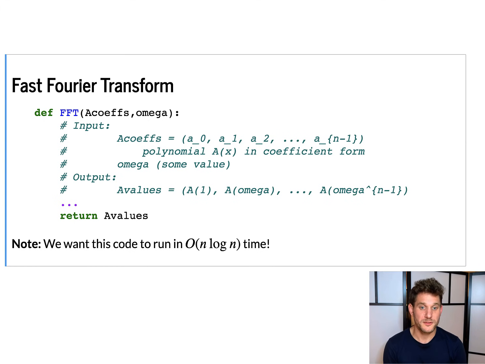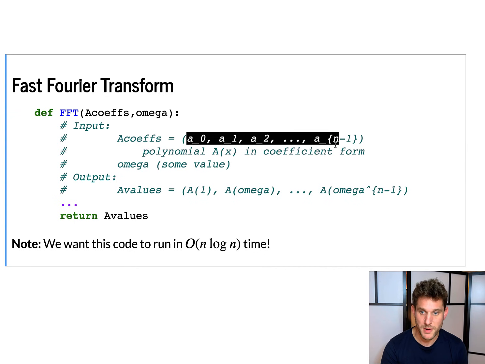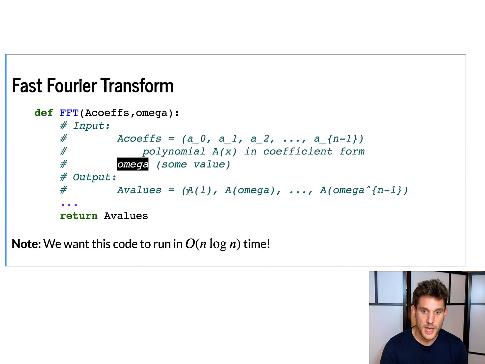Okay, so what does the fast Fourier transform do? It takes in a polynomial in terms of its coefficient representation and some value omega. Here a coefs is just these n coefficients and some value omega, and it computes a of 1, a of omega, a of omega squared, all the way up to a of omega to the n minus 1. These are going to be the n distinct points that you're going to evaluate a on, and what it returns is a at these values.